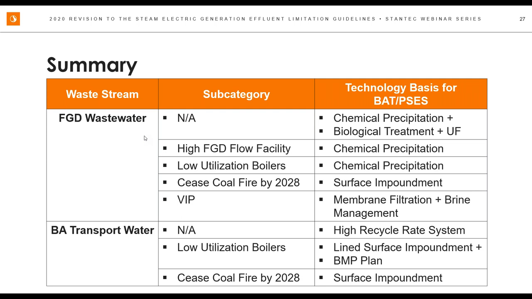So within FGD, we have the subcategories of high flow facility, which just involves chemical precipitation, and low utilization boilers, same.